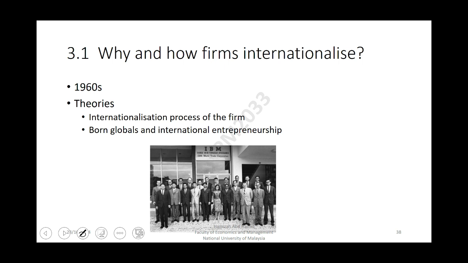The origins of the firm internationalization discussion started around the 1950s and 1960s, when multinational companies began to internationalize their operations. So scholars started to find out how they internationalize, and how they decide where to internationalize, through these theories.